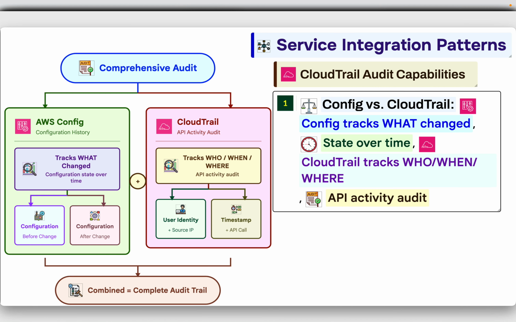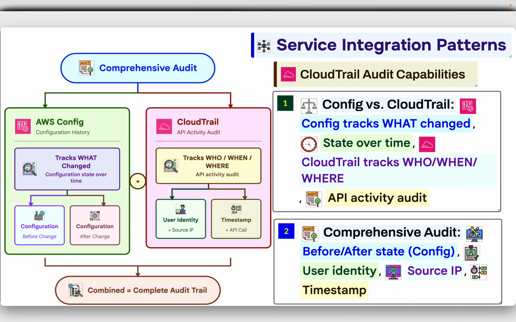Next one is the CloudTrail audit capabilities. So CloudTrail tracks who, when, and where for API activity, where Config will track what changed in the configuration state over time. So this will be resulting in a comprehensive audit. So combined, they provide a complete audit trail including before and after state from Config and user identity, source IP, and timestamp from CloudTrail.